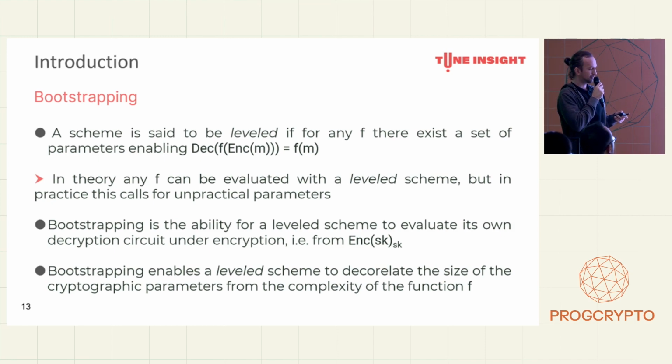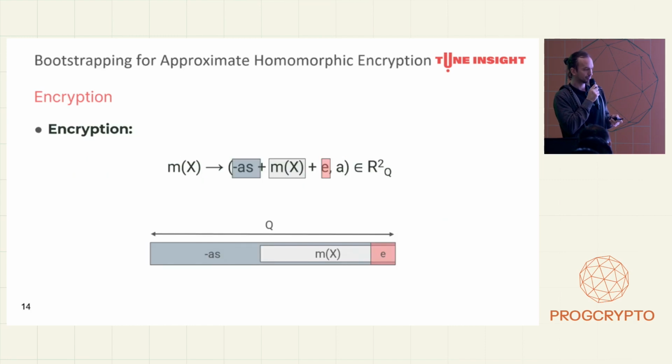And bootstrapping is the ability for a scheme to evaluate its own decryption circuit under encryption using an encryption of its secret key. And what this enables is that you can decorrelate the complexity of the circuit from the parameters, and this enables you to evaluate arbitrary depth functions for a fixed set of parameters. So now we get back to our encryption, and this looks similar to what we saw before, except this is called Approximate Homomorphic Encryption because you do not distinguish between the error and the message. They are mixed together and you deal with it.